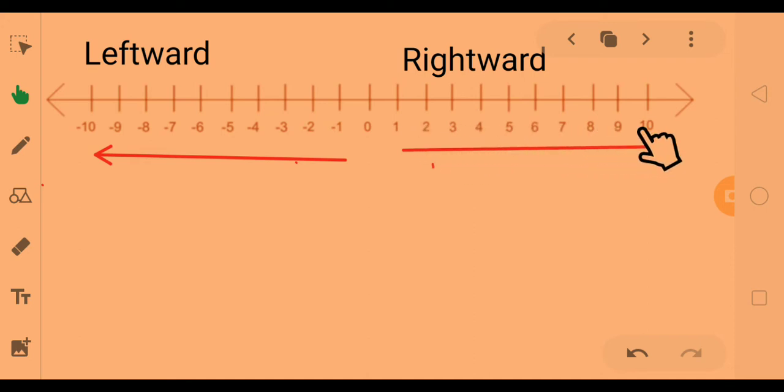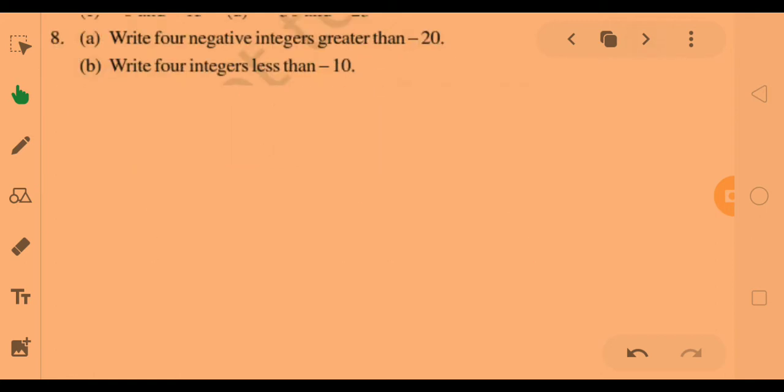Rest of the positive integers are occurring on the right side. Therefore we can say that 1 is the smallest positive integer. What about -1? -1 is the largest negative integer. 1 is the smallest positive integer. 0 is neither positive nor negative. Let us move on to the next one.